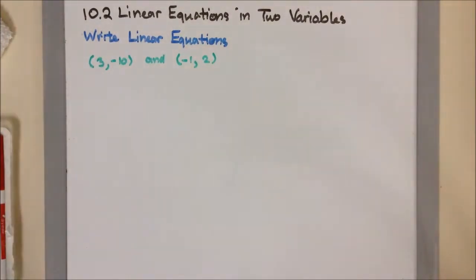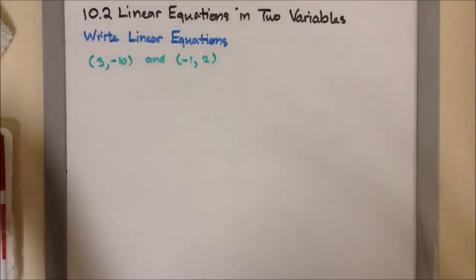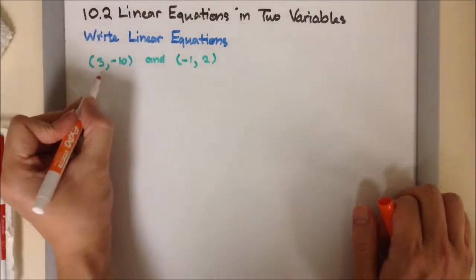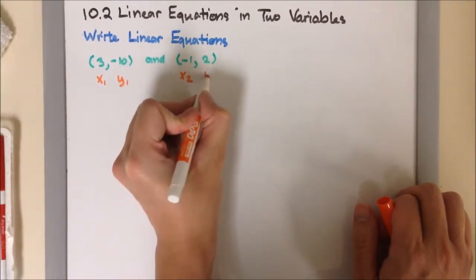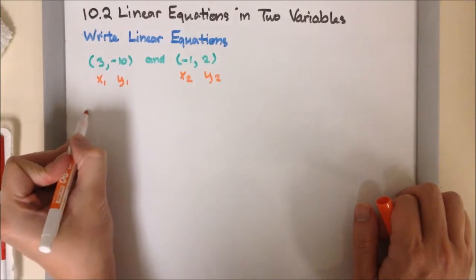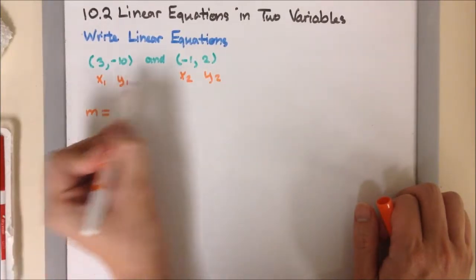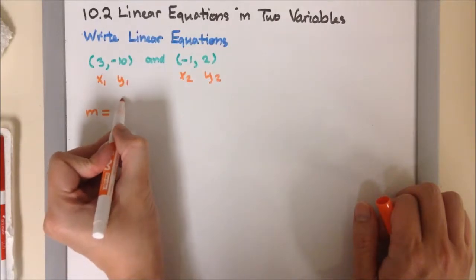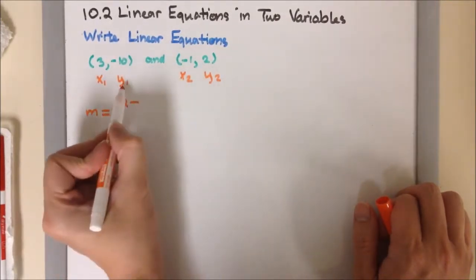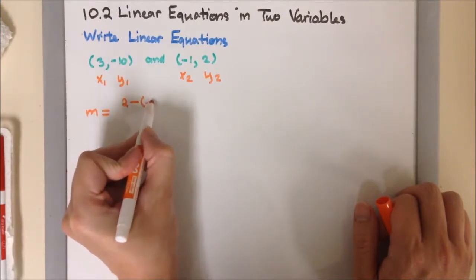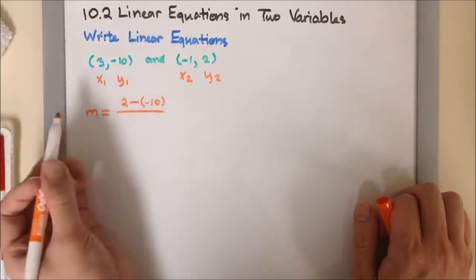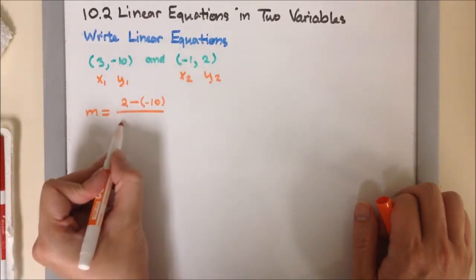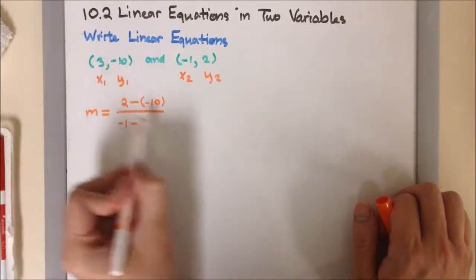It's going to tie into finding slope first, which we did before. In order to work on that, first you have to label your x sub 1, y sub 1, x sub 2, and y sub 2. And then we're going to set it up. Just like what I did before, y sub 2, which is 2, minus y sub 1, which is -10, so parenthesis -10. When you plug in negative numbers, make sure to include parentheses. Over x sub 2, which is -1, minus x sub 1, which is 3.